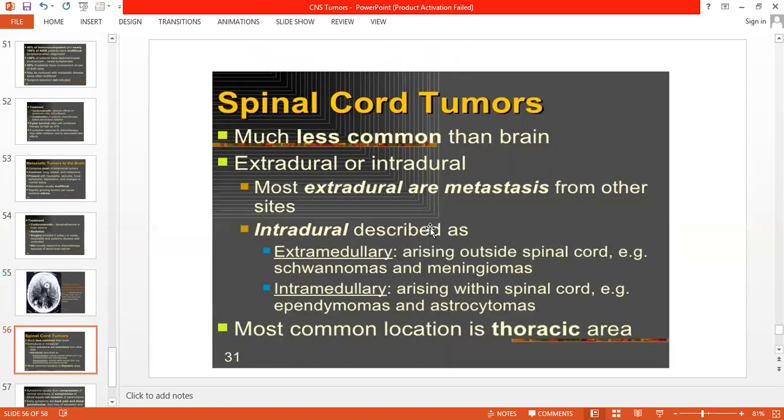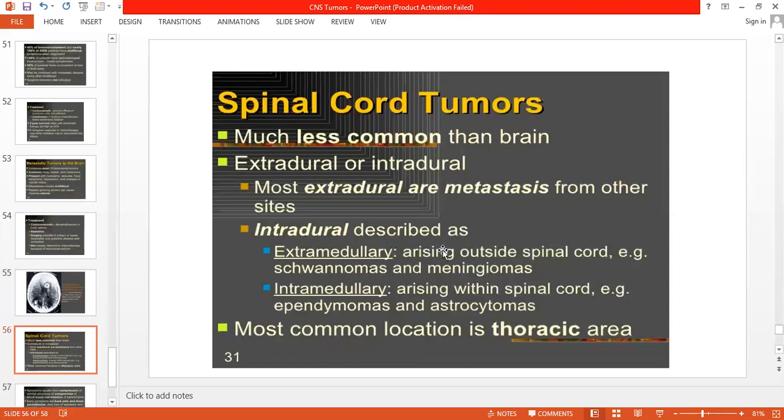Spinal cord tumor, we won't be able to finish it completely, just food for thought. Spinal tumors are much less common than brain tumors. They are divided into extradural or intradural. Most extradural are metastatic from other sites. The intradural tumors can be extramedullary or intramedullary. Intradural are further classified into intradural extramedullary or intradural intramedullary.